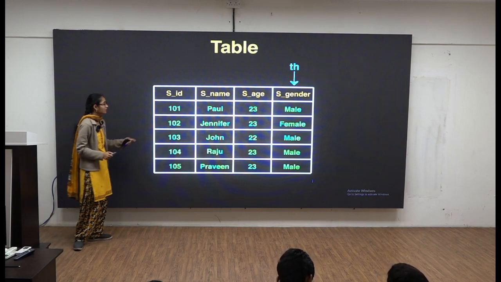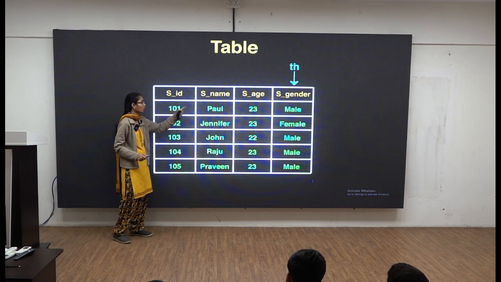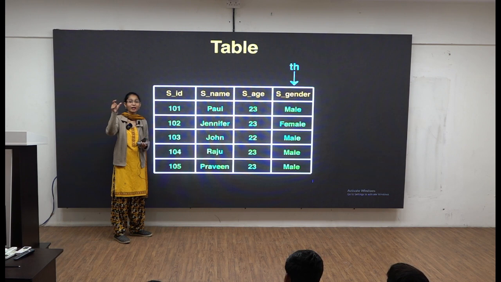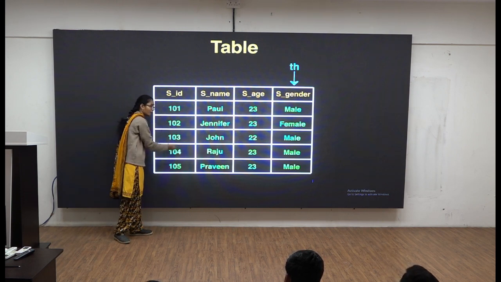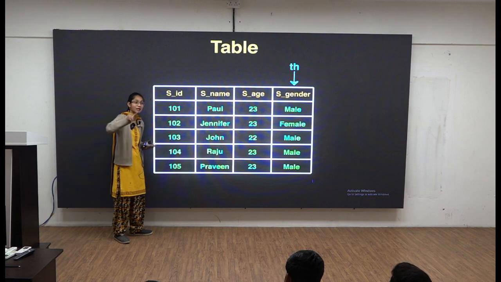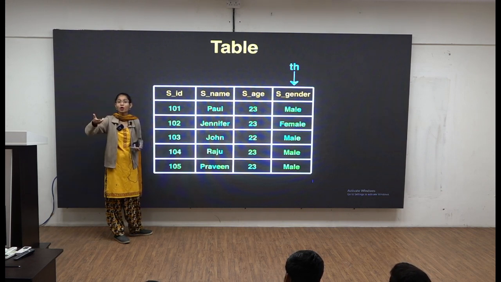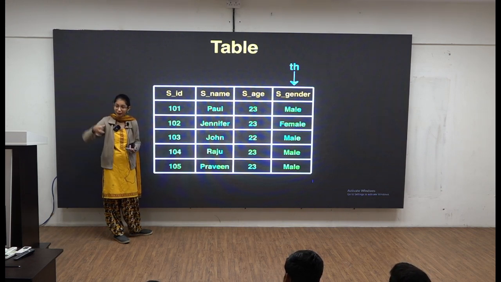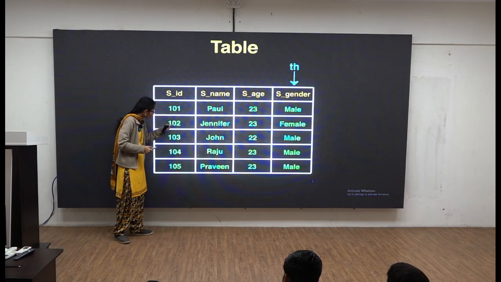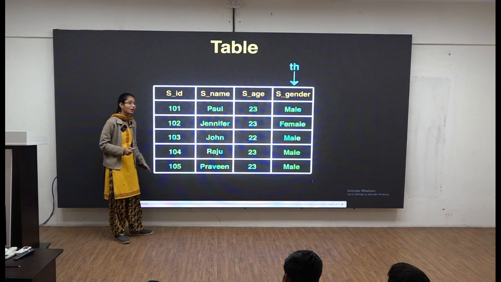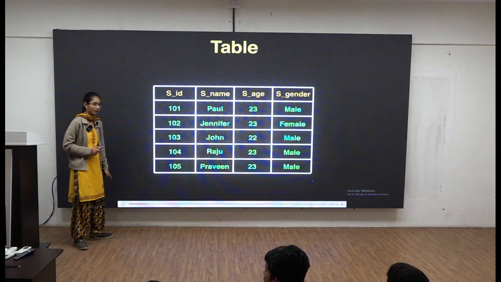Now inside this, what do I have here? 101, Paul, 23, male. So what is this? This we will call a cell. The smallest unit in SQL we call a cell, and in that cell we have given values, we have given data. So those individual things are called table data.